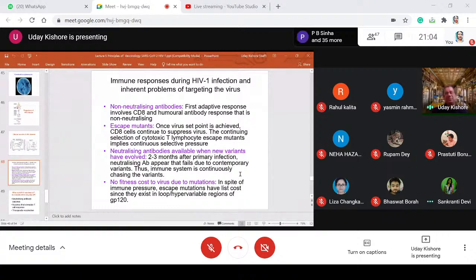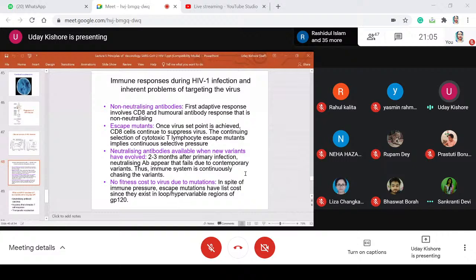In other words, our immune system or humoral factors involving antibodies are constantly chasing the host. Anti-A, by the time it is ready, anti-A virus doesn't exist. It is the B. Then anti-B comes, then it has become C. It is very similar to what happens in a number of parasites. They keep on changing their virulence proteins.